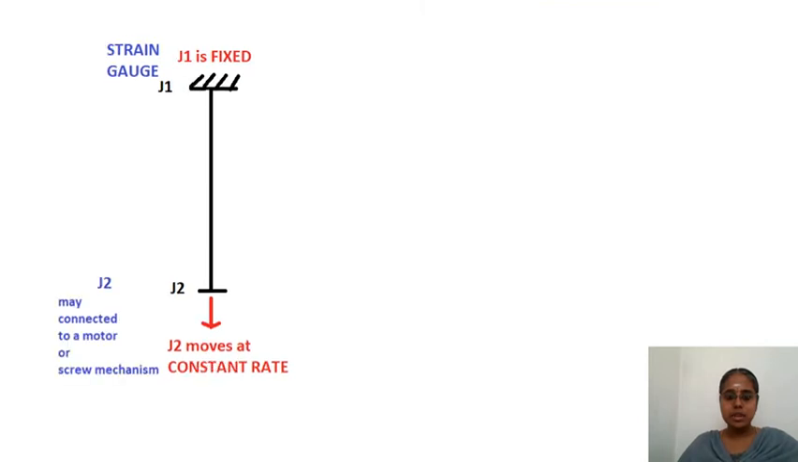this J2 may be moving, may be connected to a screw mechanism, which is connected to a motor, or directly. So the screw mechanism may be operated manually or by a motor. So this is how you apply the extension to the specimen, which causes stress in the specimen.